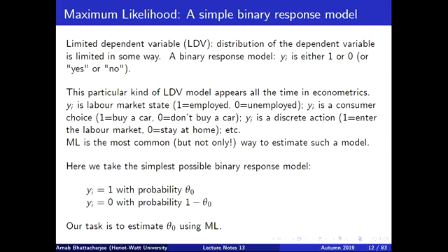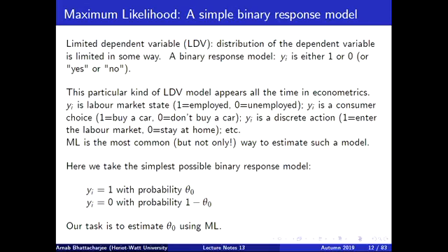So maximum likelihood is a way forward here. Let us look at this specific, very simple example in some detail. You have a very simple model here. For the moment, there are no regressors at all. Yi takes the value 1 with probability theta naught. This theta naught is unknown to us. And Yi equal to 0 with probability 1 minus theta naught.